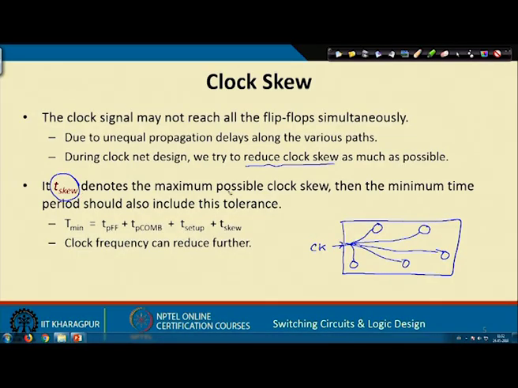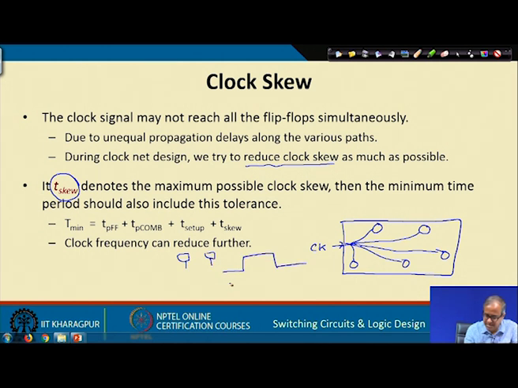Now, the point to note is that let us assume T skew is the maximum possible clock skew. For 2 flip flops, if the first clock is coming like this and the second clock is delayed like this, what is the maximum difference? That is defined as T skew.